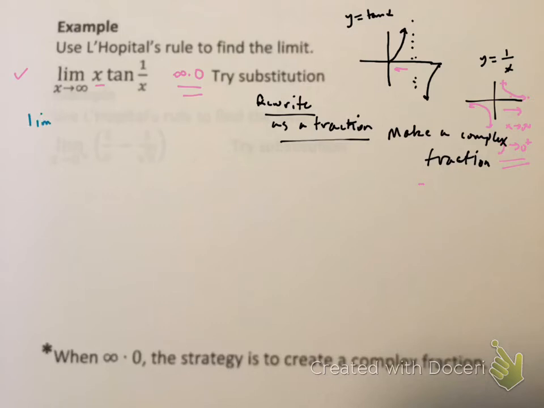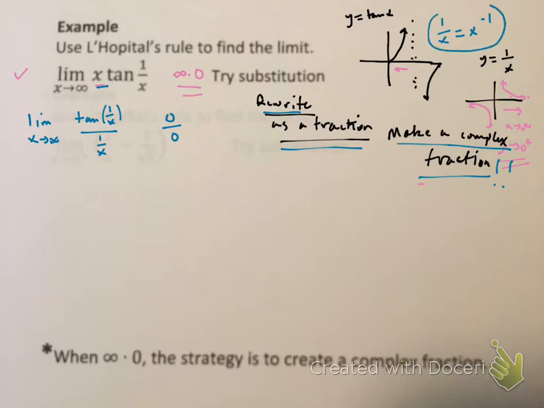So I have the limit as x approaches infinity, and I want to rewrite this as the tangent of 1 over x, but that x that you see right there needs to go in my denominator as 1 over x. So what's happening now is that this is a 0 over 0 situation. When I rewrite this as a fraction, even if it means making a complex fraction, I'm going to do that. Because it's 0 over 0, I can apply L'Hopital's rule. So please remember that 1 over x is the same thing as x to the negative 1.